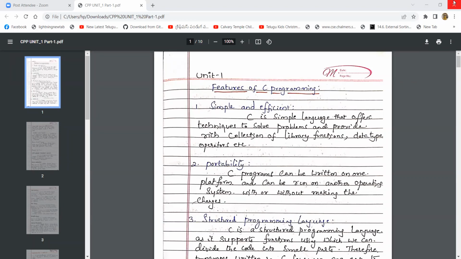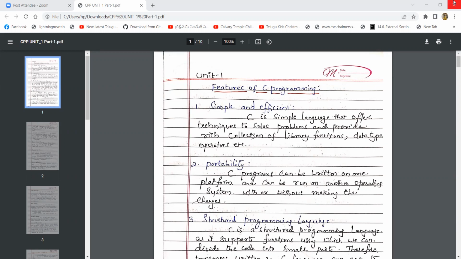So today I'm going to start a new course on C++ programming in my channel. As part of that, today I'm going to discuss the features of the C programming language, because C++ is an extension of the C programming language. So for that reason, I will give you a small introduction to C so that we can understand what extra things we find in C++. So my first topic is the features of C programming language.